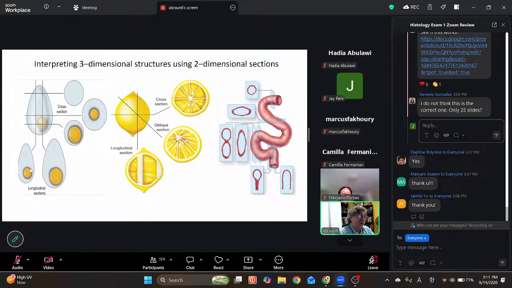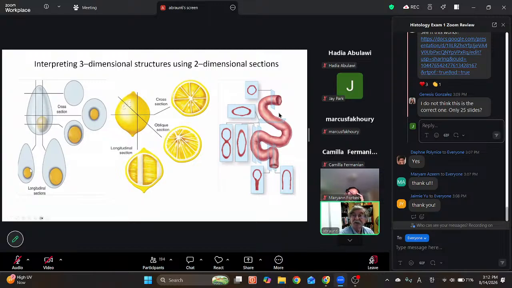You could do this in your spare time on real life items like an egg, for example. If you're having a hard-boiled egg for dinner, hopefully you have more than that, you could cut it in various planes, and the same egg looks different depending on the plane you cut it. If you're having a lemon for dinner, I hope you have more than that too. You could cut it in different planes, and the lemon looks quite different depending what plane you cut it at. Well, the same is true for tissue sections.